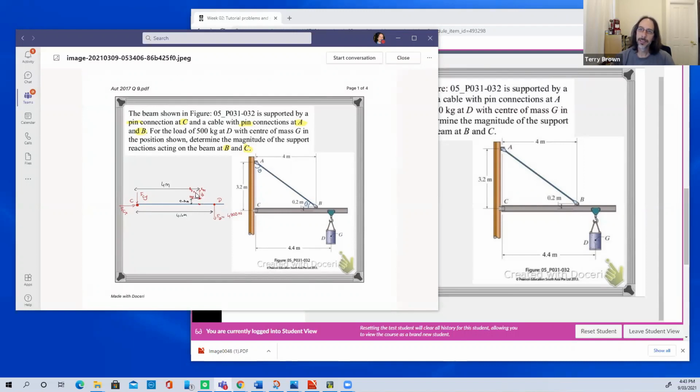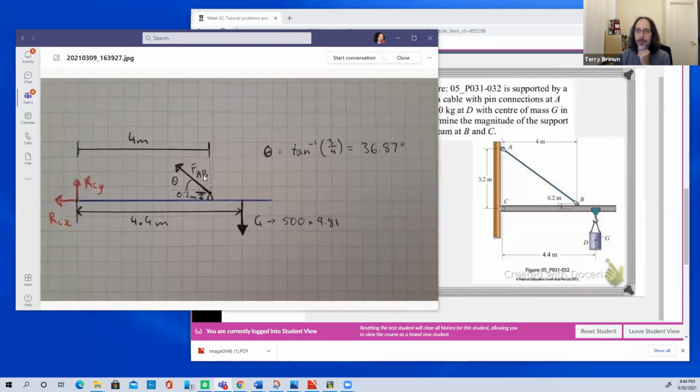So indicated here that RB is acting along the line AB. Good. Yep, so that's fine. That's a good one as well. Note here that we don't actually have to calculate the angle here, if you remember your 3-4-5 ratio triangle.